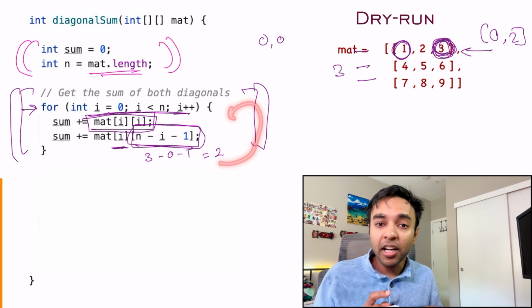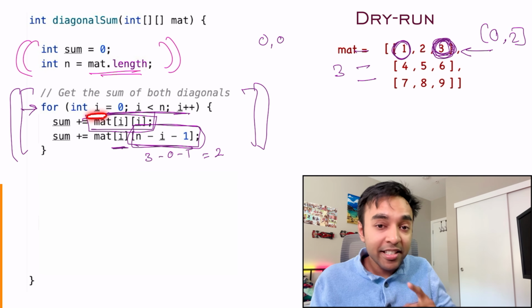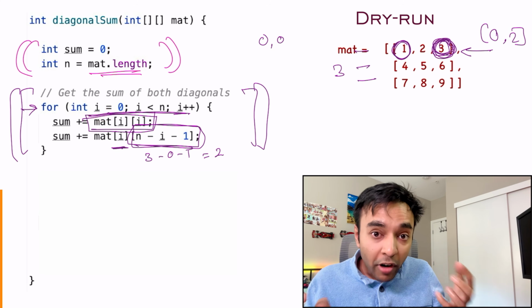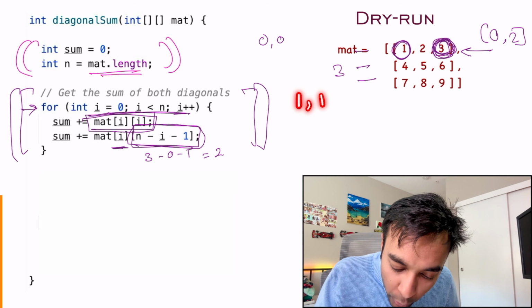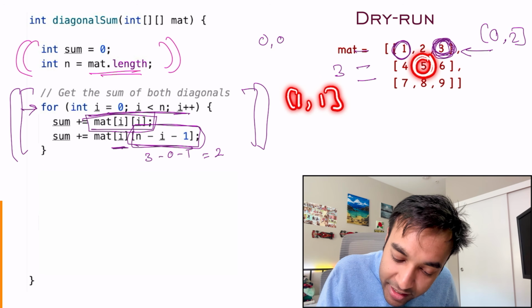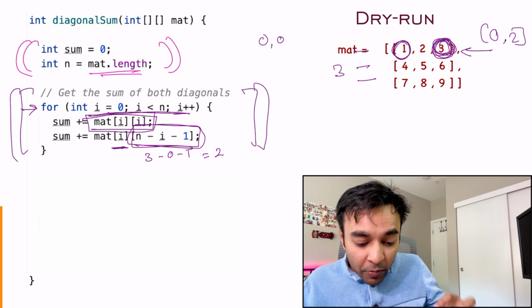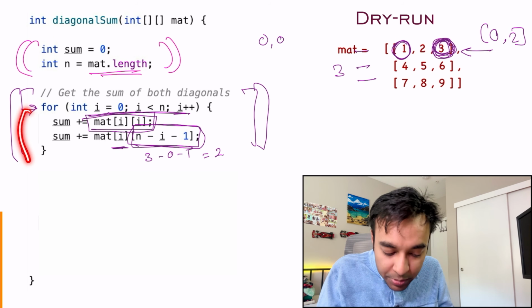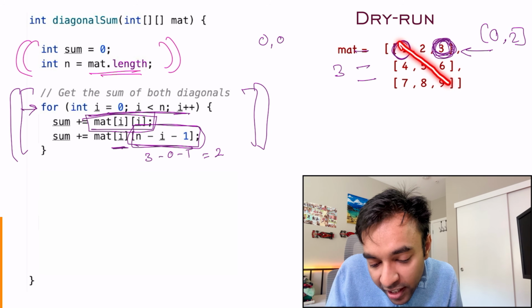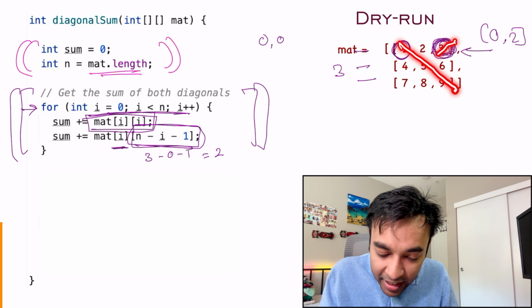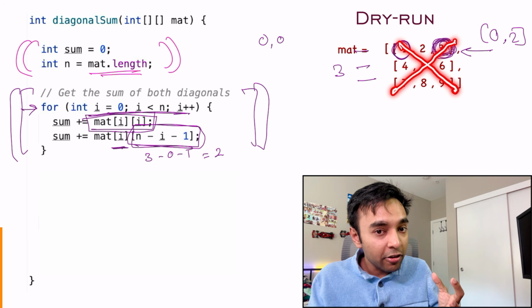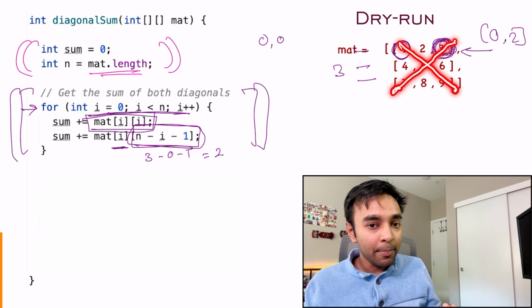This loop is now going to run again, and this time the value of I changes to 1. So when the value of I is 1, I take up element 1 comma 1, and 1 comma 1 is this particular element. So what will happen is, when this loop keeps on running, it will add all the elements of the left diagonal and then it will add all the elements of the right diagonal. I get all of this sum.